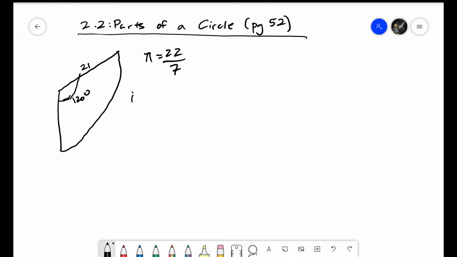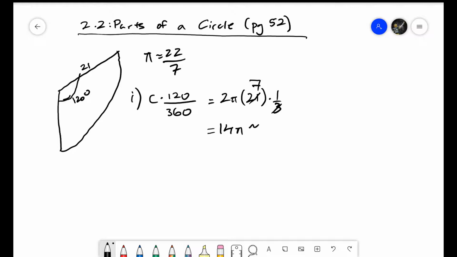So first we'll find the length of the arc. This is circumference times 120 over 360, which is equal to 2 pi times 21 times 1 over 3. And the 3 and the 21 cancel to form 7, which gives 14 pi, which is approximately equal to 44 centimeters.